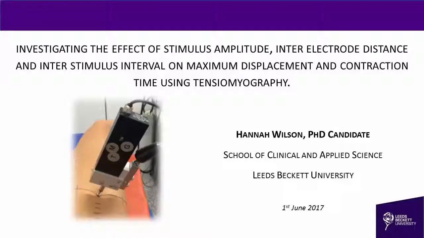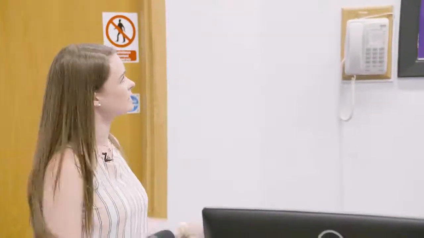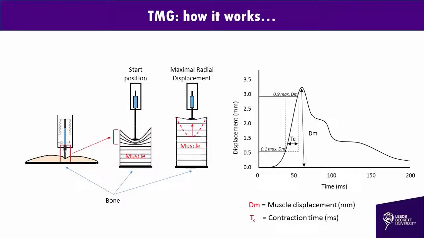So the investigation was to look at how stimulus amplitude, inter-electrode distance and interstimulus interval had an effect on maximum displacement and muscle contraction. And we've seen earlier today that DM and TC, which are displacement and contraction time, are the two measures that we do use most commonly. So this is why I've used them here.